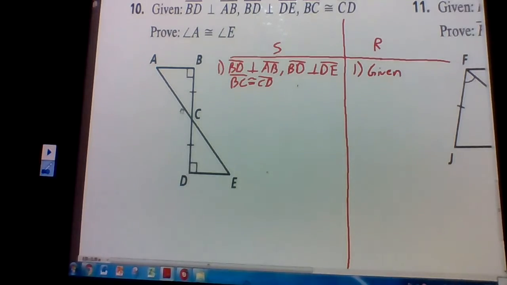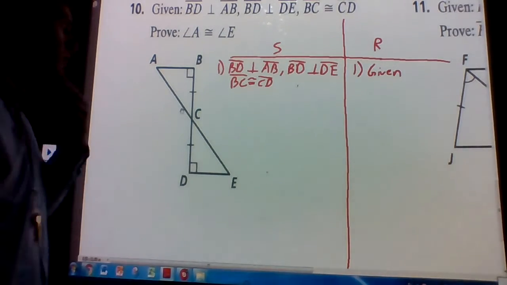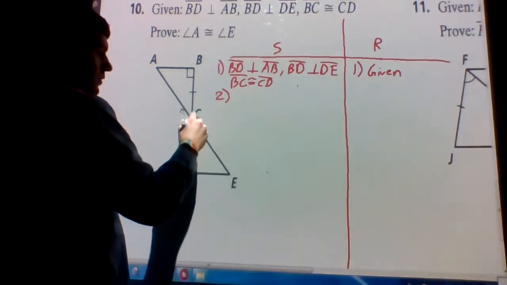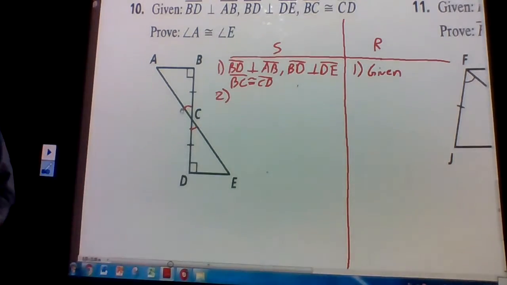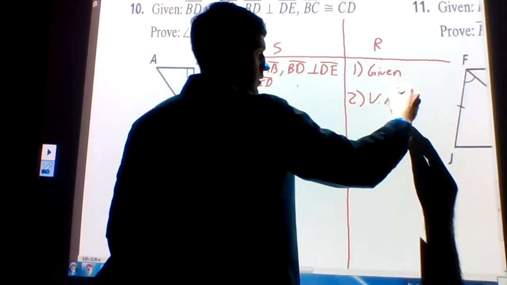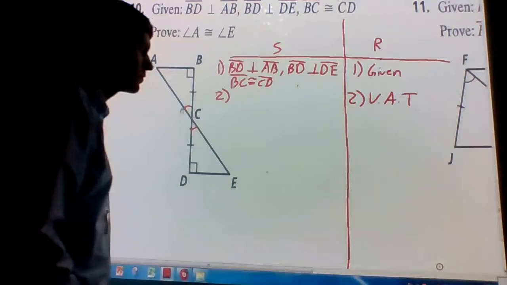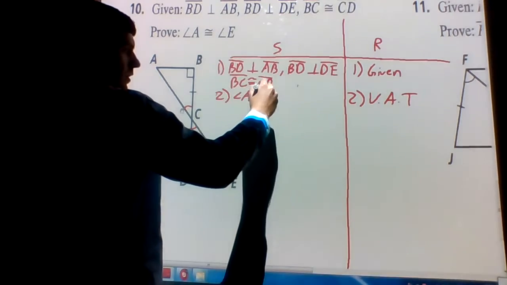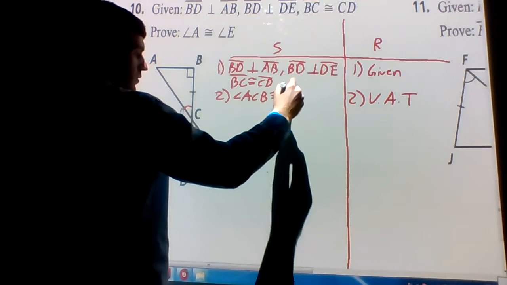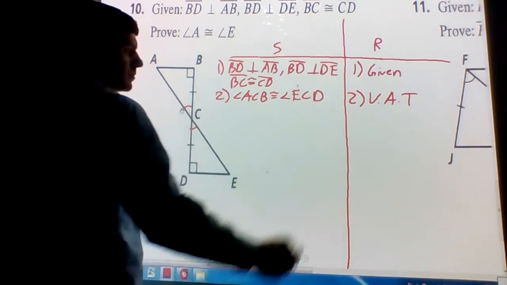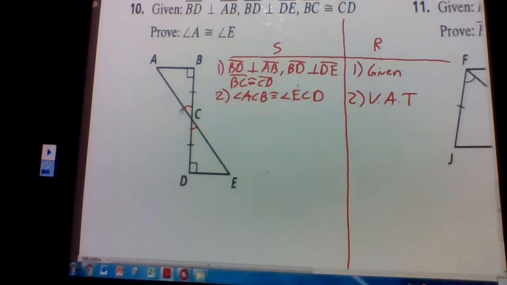Okay. So first thing we have here are vertical angles. So first thing on the list is vertical angles. So here's our two vertical angles. We know vertical angles are congruent by the vertical angle theorem. The vertical angle theorem tells us all vertical angles are congruent. So angle ACB is congruent to angle ECD.